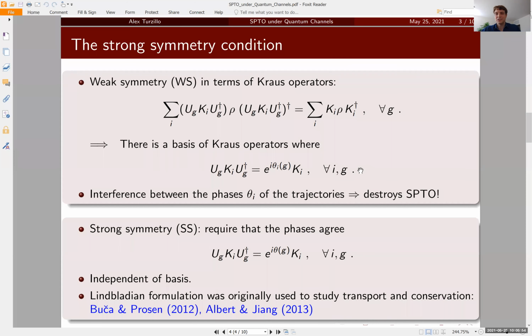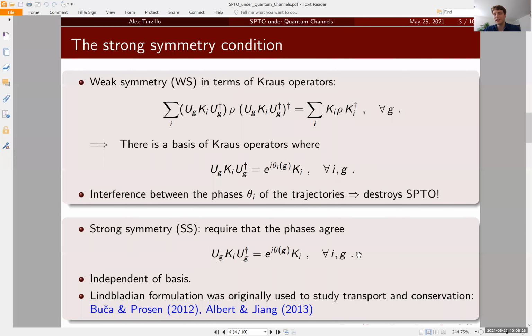That's because each of the trajectories that the system is taking comes with a different phase, and there can be interference between these phases. So a first guess at a symmetry condition that preserves SPT order is to say, let's take all of these phases to be the same. And that's what I've written in the third line here and called the strong symmetry condition. When one takes all the phases to be the same, the condition is independent of basis.